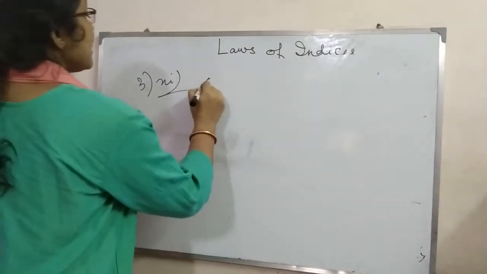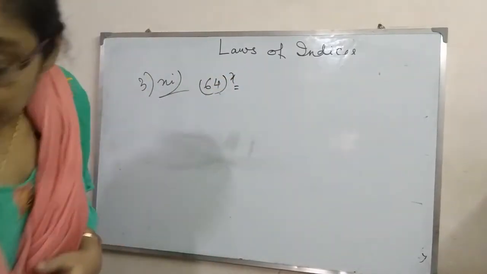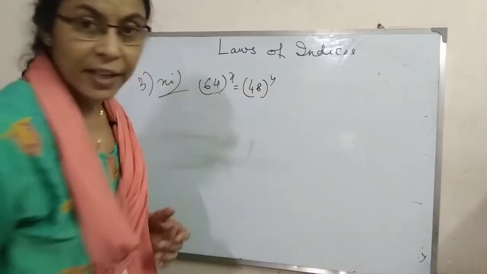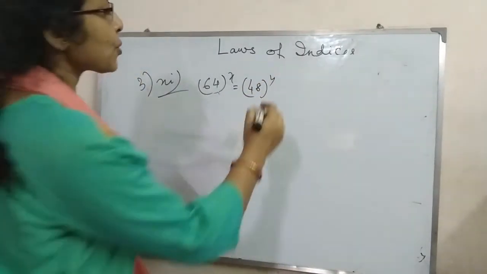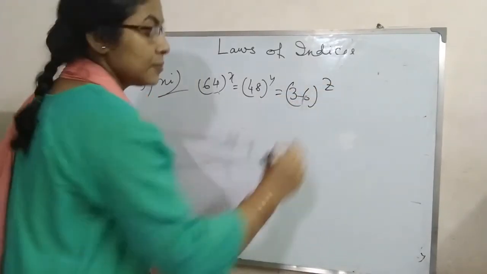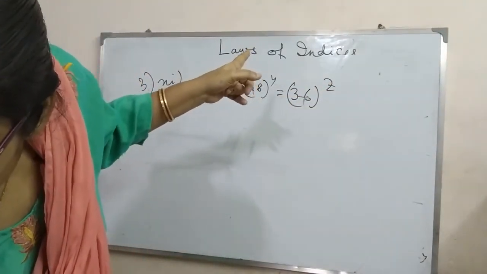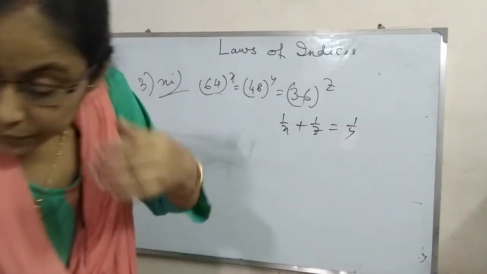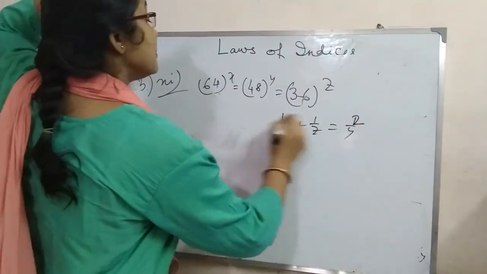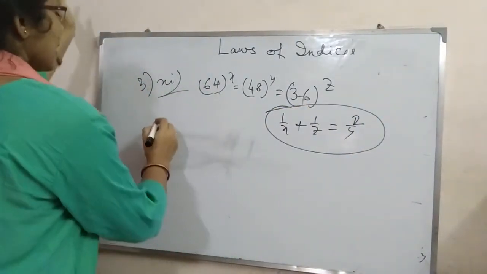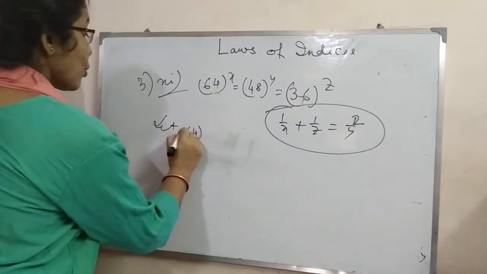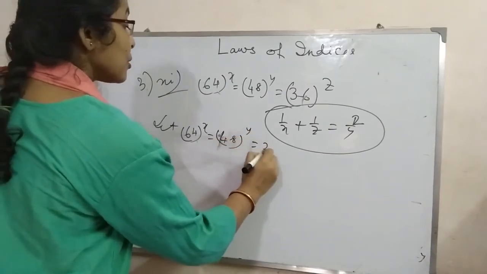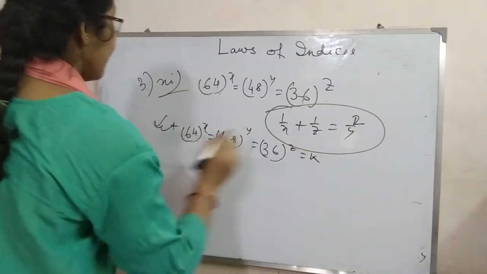If 64 to the power x equal to 48 to the power y, this is a very important sum, equal to 36 to the power z, it is given, and show that 1 by x plus 1 by z equal to 2 by y. I have to prove this. Let 64 whole to the power x equal to 48 whole to the power y equal to 36 whole to the power z equal to k.